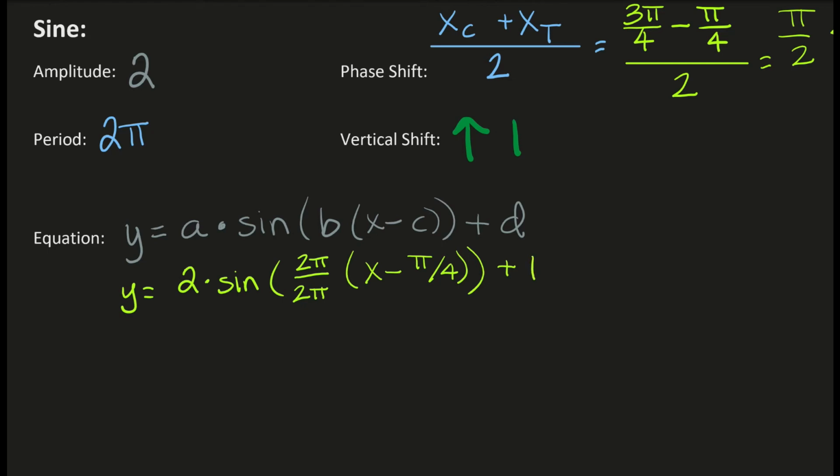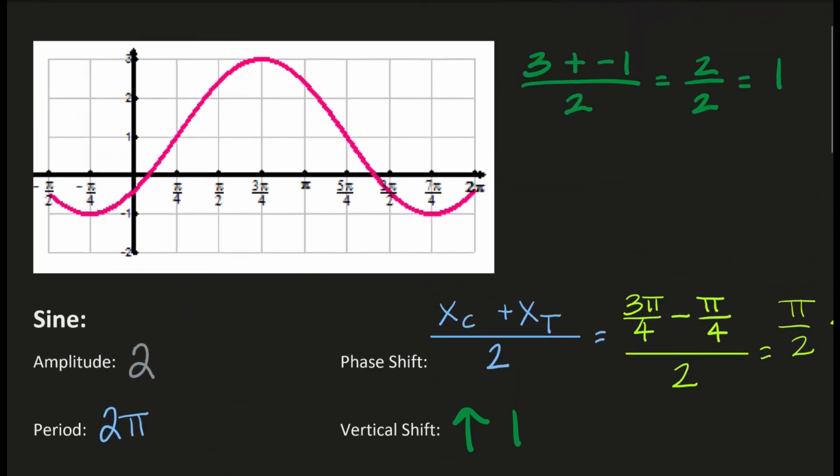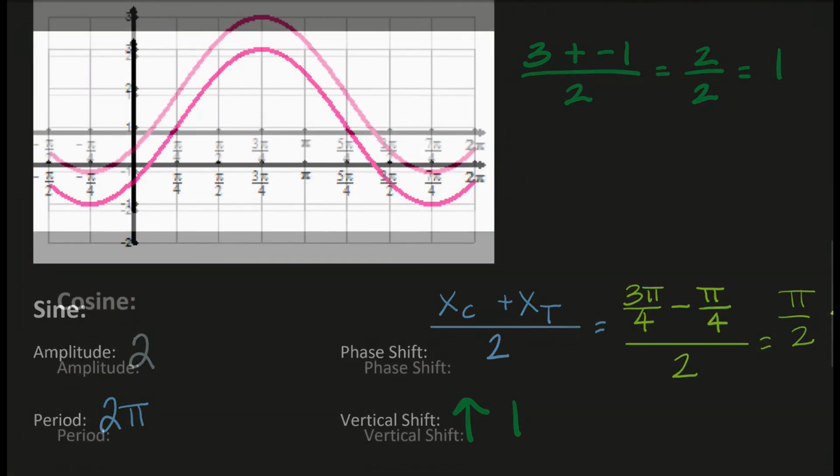Now what we'll do is we'll clean this up a little bit and we'll simplify the 2 pi over 2 pi. And we have y equals 2 times sine of x minus pi over 4, plus 1. So this is the equation that generates this graph.